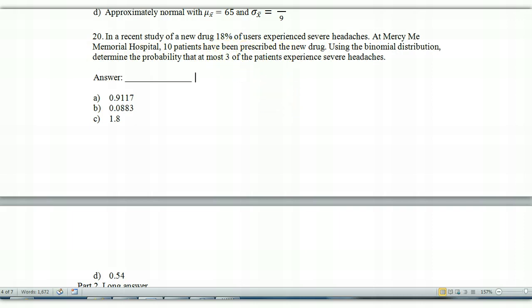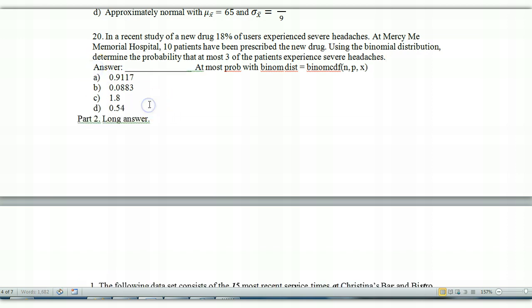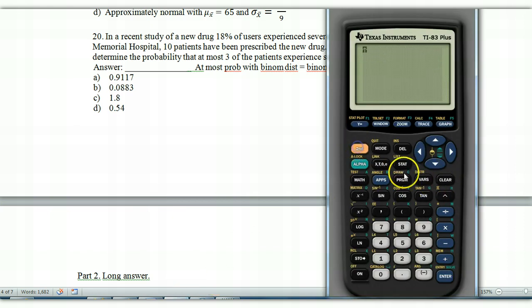All right, remember, at most probabilities with binomial distribution equals the binomial CDF. All right, N, P, X. So in this particular problem, we're going to go to the distribution menu to get our binomial distribution, and we need the binomial CDF.